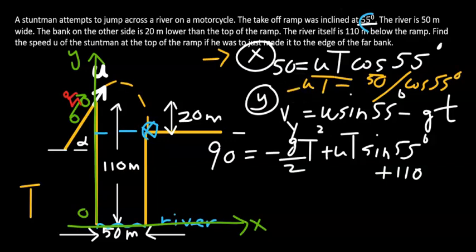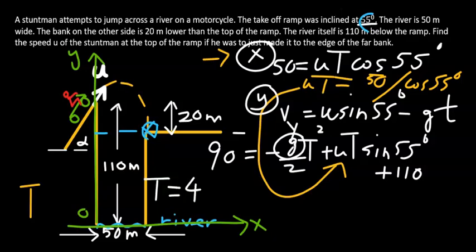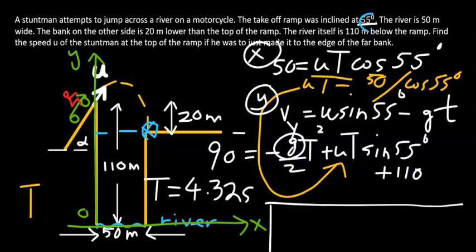Let's substitute u times capital T in here, and you can solve for T. If you do that using a g value of 9.81, you will find capital T to be 4.32 seconds. So that means the stuntman takes a time of 4.32 seconds to travel from here to the landing point. Having found capital T, again you can use this equation to determine the value of u.